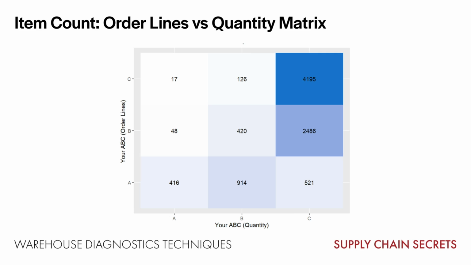If we look at this, don't worry about the numbers in the chart, but what we're looking at here is the double A's. There are 416 SKUs there, which represent a really big volume of the total items going through, and they are also represented on a lot of the orders going through. So this is a really good way to zone in.